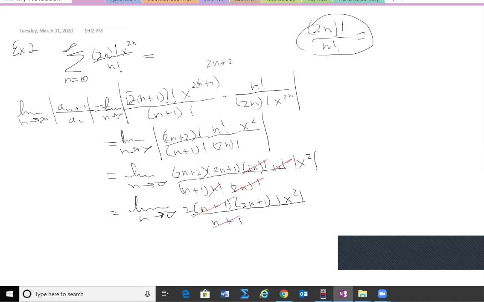Of course, if you're looking a couple steps ahead, you realize what we're in for here. We've got a 2 with a 2n plus 1, and then you've got x squared. I don't need those bars anymore. But the point is this thing goes to infinity. Now when that happens, it means your radius of convergence is 0.